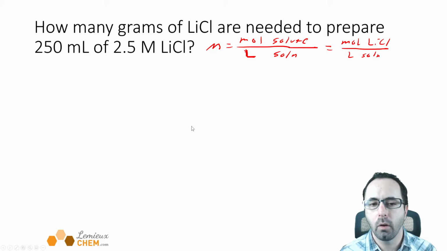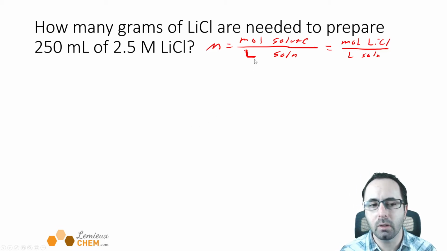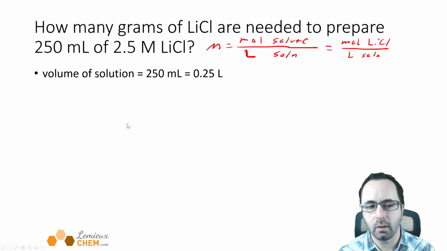Okay, so first of all, it's asking for grams, but molarity has moles, so we're going to end up having to get moles first. Also, it's moles per liter, so milliliters are not going to be okay here. We're going to have to convert milliliters to liters. So 250 milliliters is 0.25 liters.